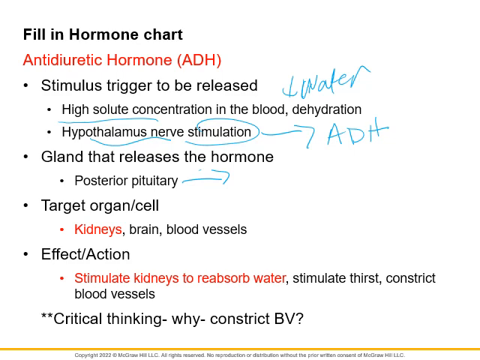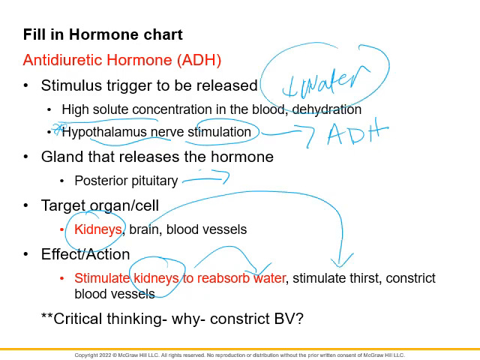Where does ADH get made? It's actually made in the hypothalamus, right? And this is due to nerve stimulation. The target organ, mostly we're going to focus on the kidneys. The effector action, it's going to stimulate the kidneys to reabsorb water. You can see the brain to thirst connection here.